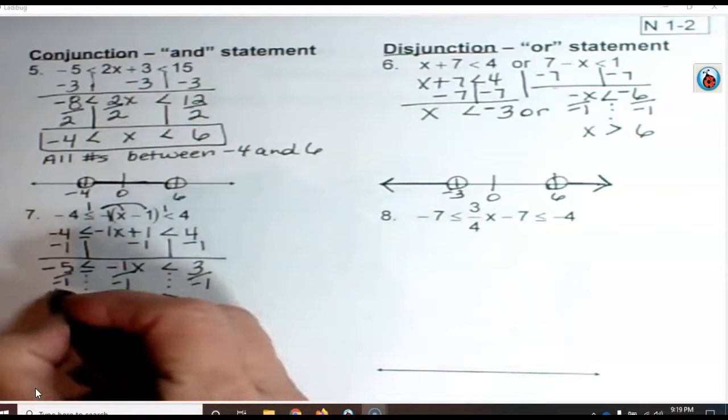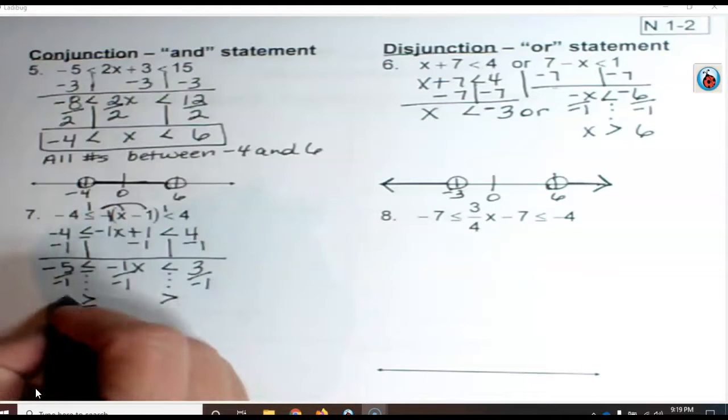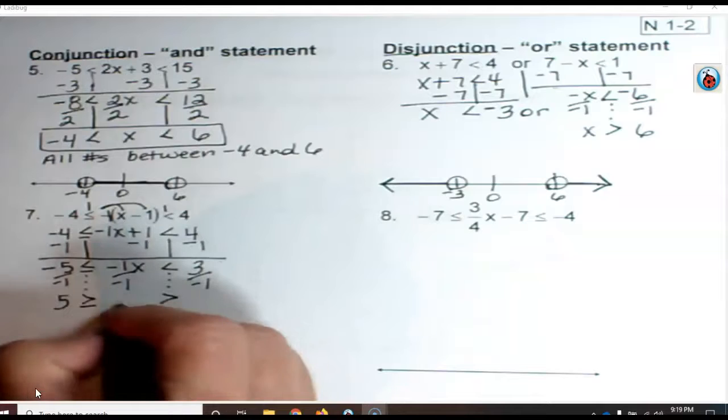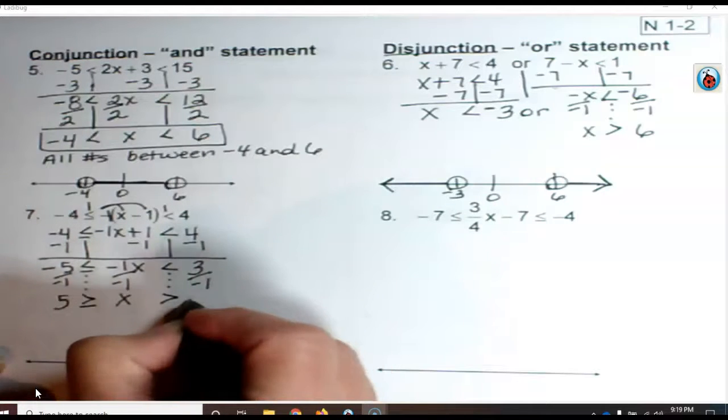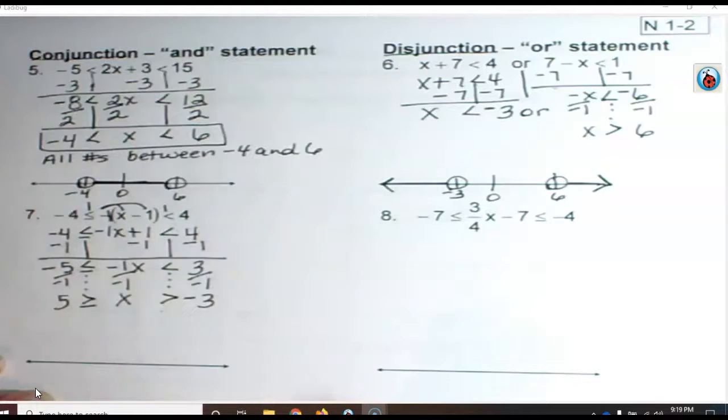Okay, negative over negative is a positive. 5 over 1 is 5. Bring down my x. 3 divided by a negative 1 is a negative 3.